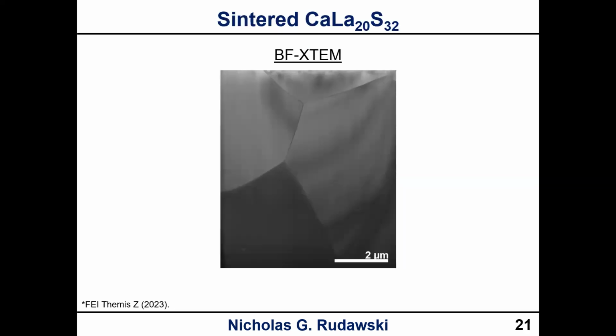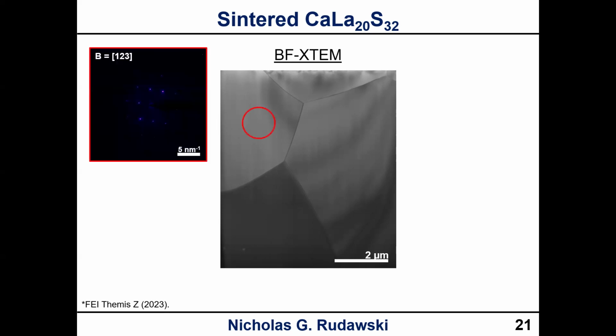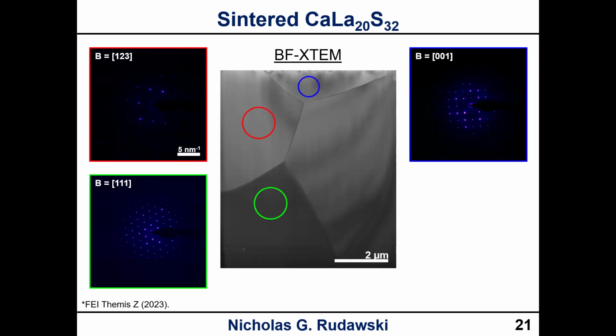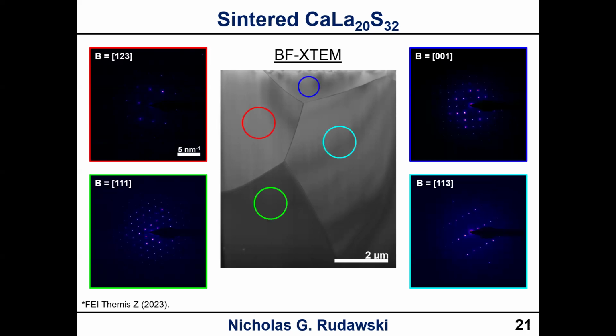Okay, if we have a multi-grained material, this is the same material, calcium lanthanum sulfide, and we see 4 grains here, right? Very obviously. So we see the boundaries between these grains. So we can isolate the diffraction patterns from each of these grains, as you're seeing here. Okay, and we can use this to determine the orientation relationship between the 2 grains.